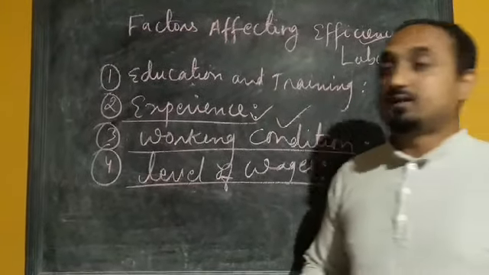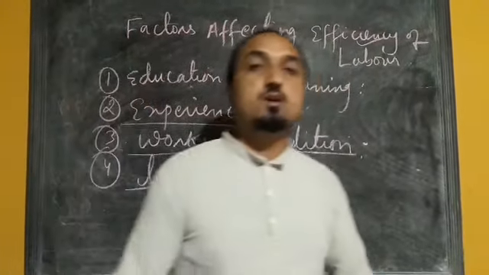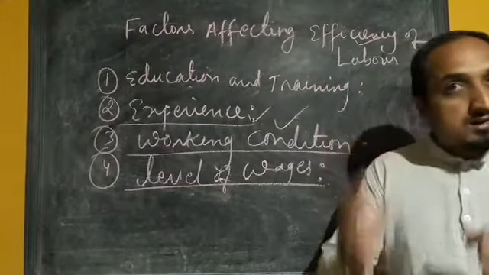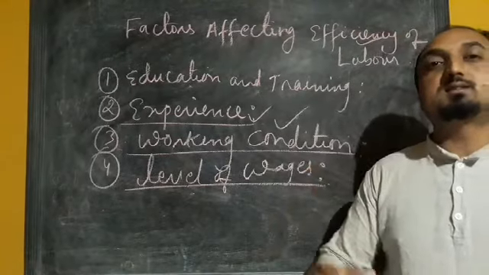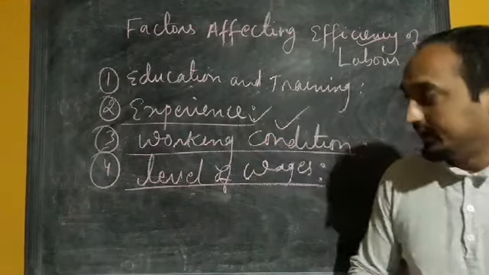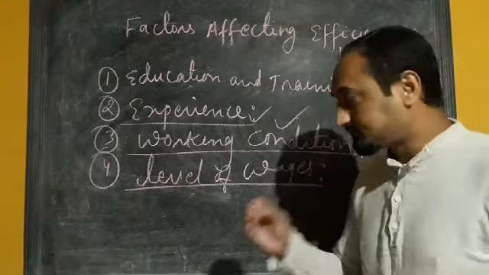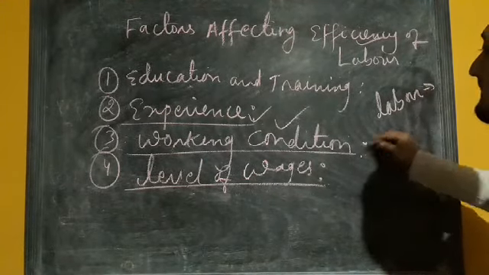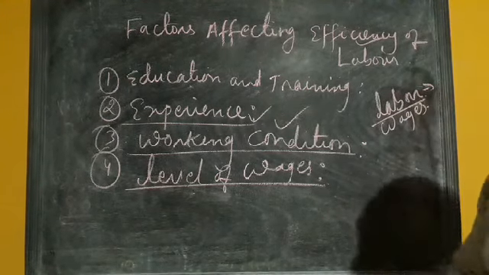Now the next factor that affects the efficiency of labor is the level of wages. Wages means how much return he is getting for providing his services. When somebody contributes his services in the production of any kind of goods or commodities, how much return is he getting for himself? Labor's factor payment is called wages.